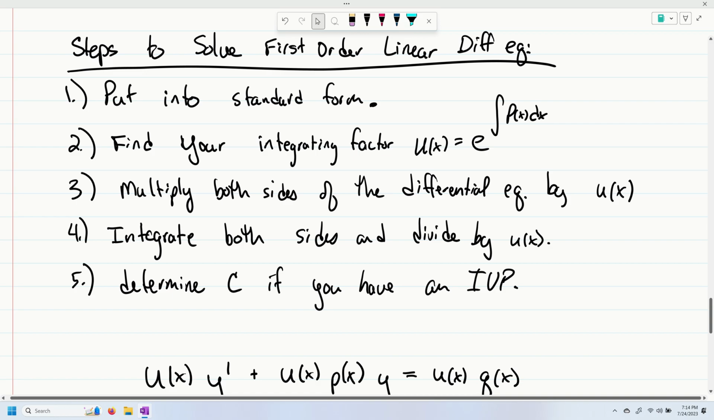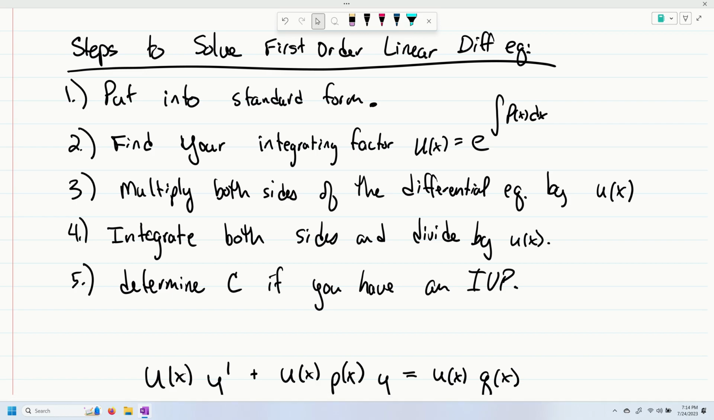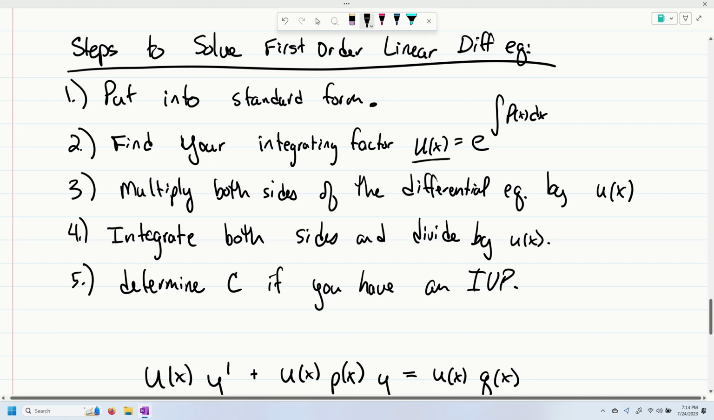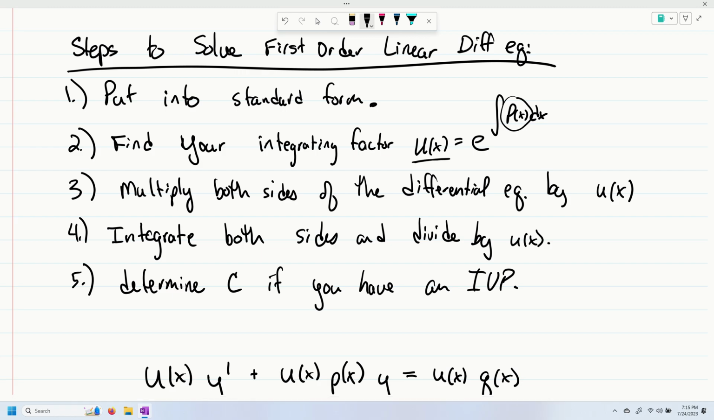Step 1, when you have a first order linear diff EQ, you're going to put it in the standard form. Step 2, you're going to find your integrating factor. All right, this is that unknown function that you're looking for. So you want to identify what p of x is, take the integral of that, and make sure you exponentiate it. All right. Step 3, you're going to multiply both sides of the differential equation by u of x. All right. Step 4, you're going to integrate both sides and then divide by u of x.